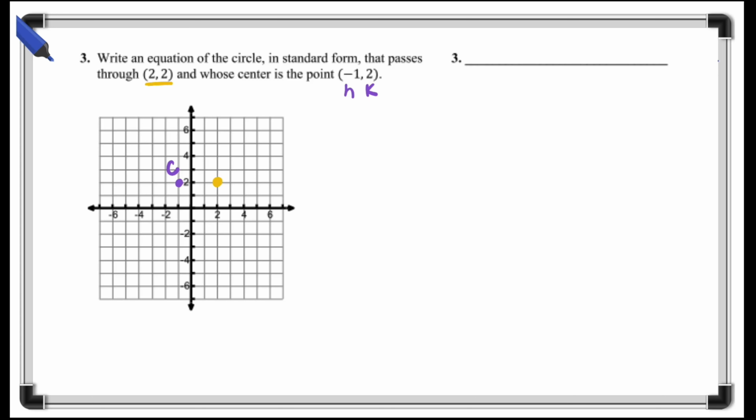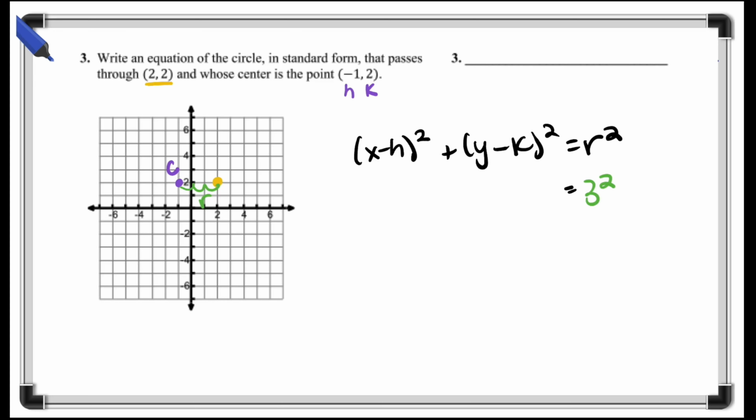All right, so from this information, what we do know is we have our general form for our circle here. What we want to do is find our radius. Now remember that the radius is from the center to the outside of that circle, from that point. So that's 1, 2, 3. So that radius right there is going to be 3 squared. You do know your center, and that was, again, the -1 and then the 2.